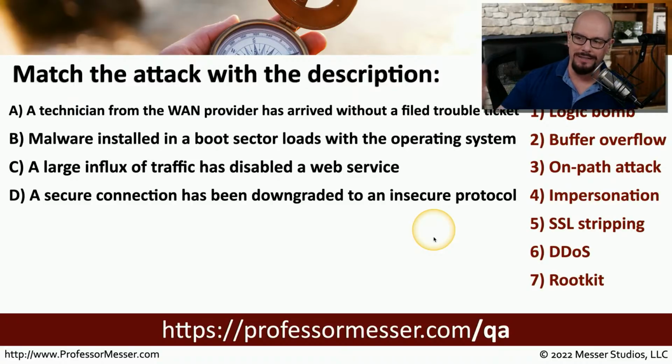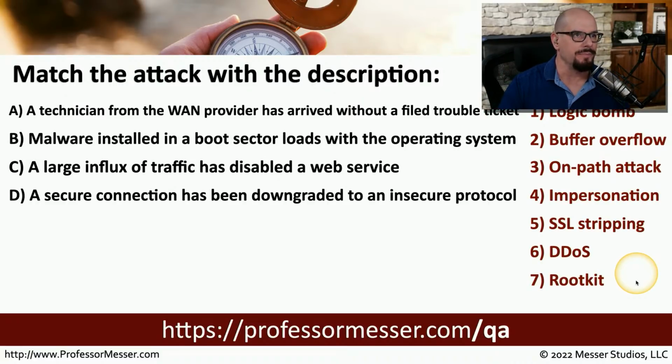The 7 different attack types, of which we will use 4 of them, are logic bomb, buffer overflow, on-path attack, impersonation, SSL stripping, DDoS, and rootkit. Those are the 7 different attack types. So all four of these are real attack types. They are ripped from the headlines, as they say.